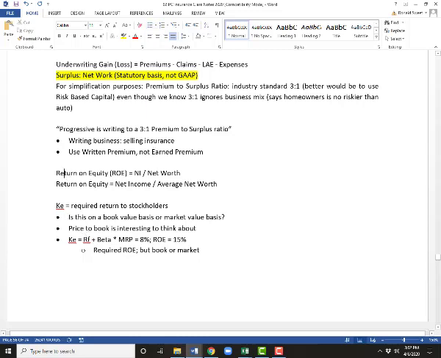For return on equity, we're going to do net income over average net worth, so that unfortunately creates one extra calculation, but that's all right. Your K is required return to stockholders. Do we use book value or market value basis? The theory says use market value, but we'll actually use book value just to keep it simple.